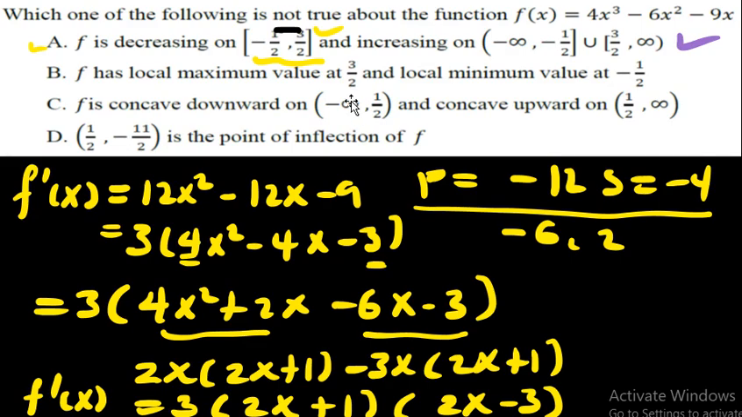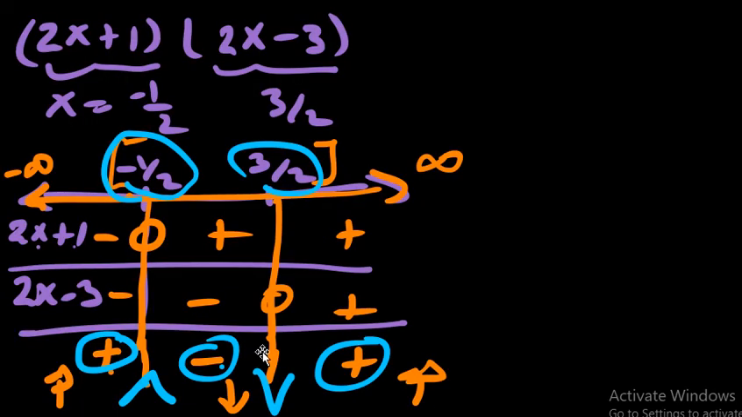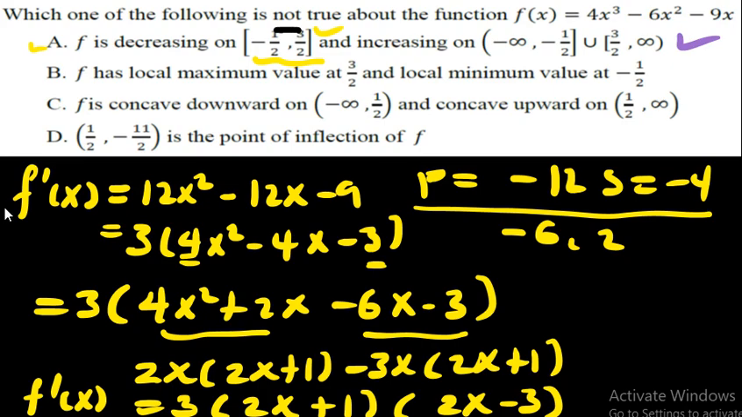So let us see the choice. It says maximum at 3 over 2, wrong. We said maximum at what? At negative 1 over 2, but it says at 3 over 2, so wrong. This is wrong, the answer must be B.